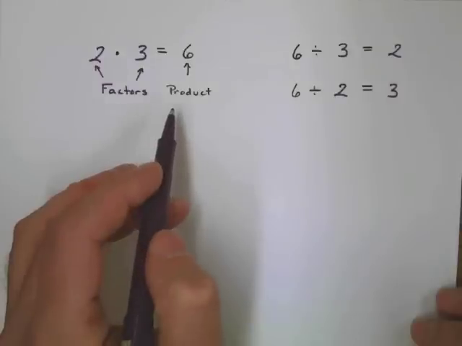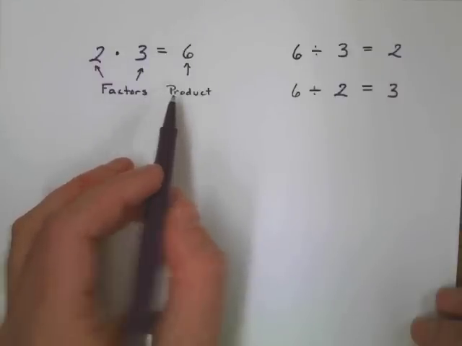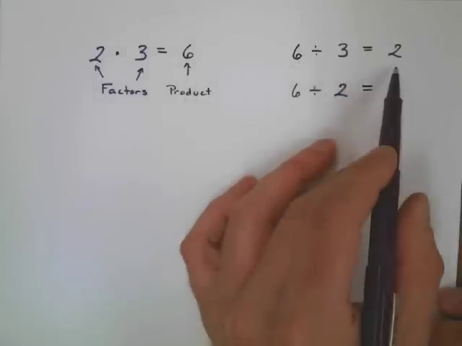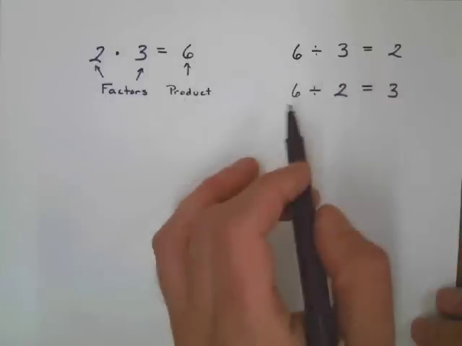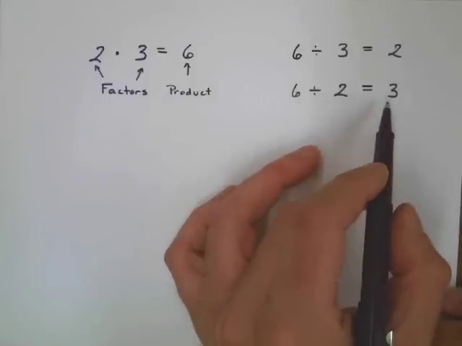And any number, a product, is divisible by its factors. So this 6, I can also say, is divisible by 3, leaving us with the other factor of 2, or 6 is also divisible by 2, leaving us our other factor of 3.